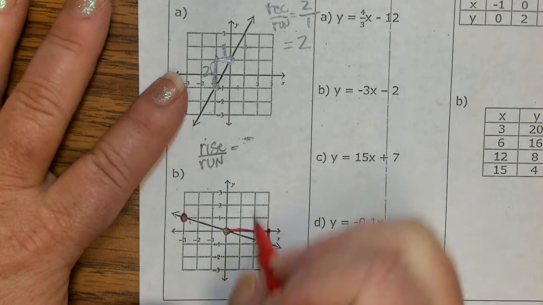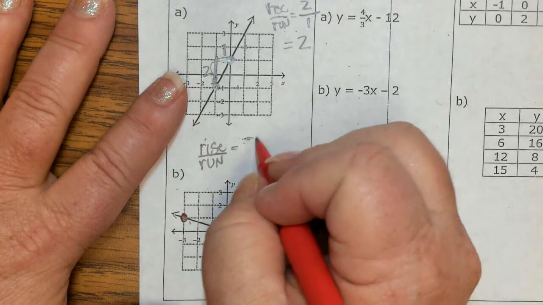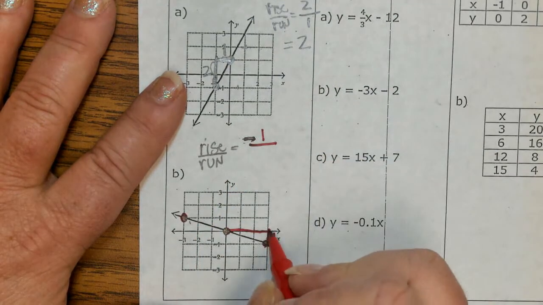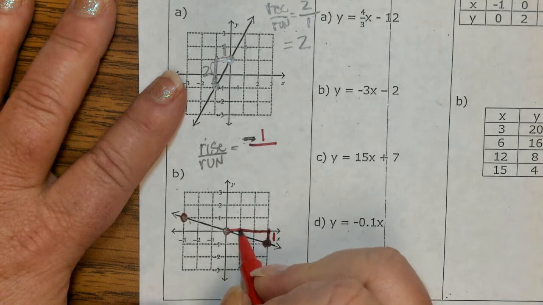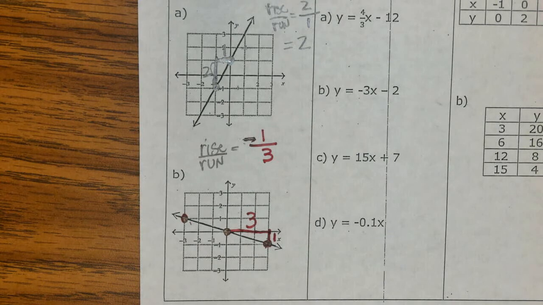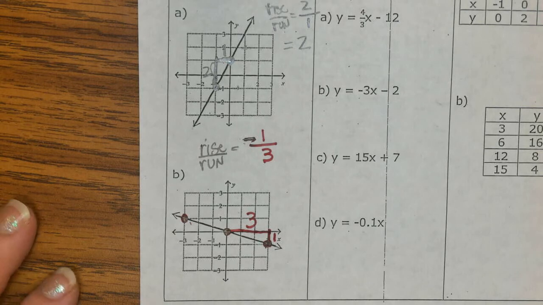Okay, so I'm going to count up 1. So my rise is 1. And my run is 1, 2, 3. So my run is 3, and I get negative 1/3. Okay, so not too bad, right? Pretty easy.